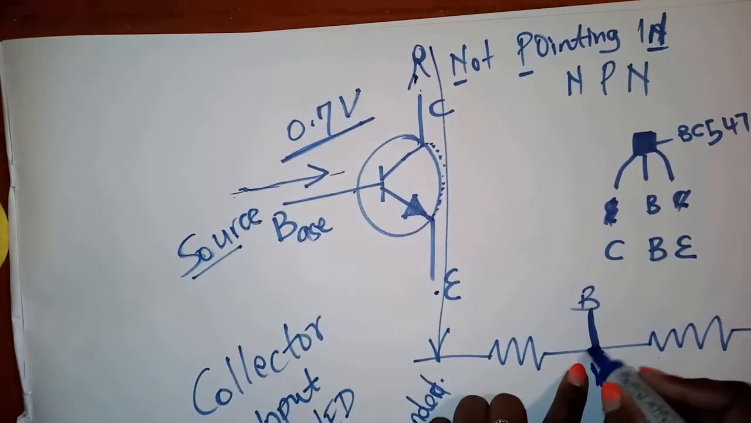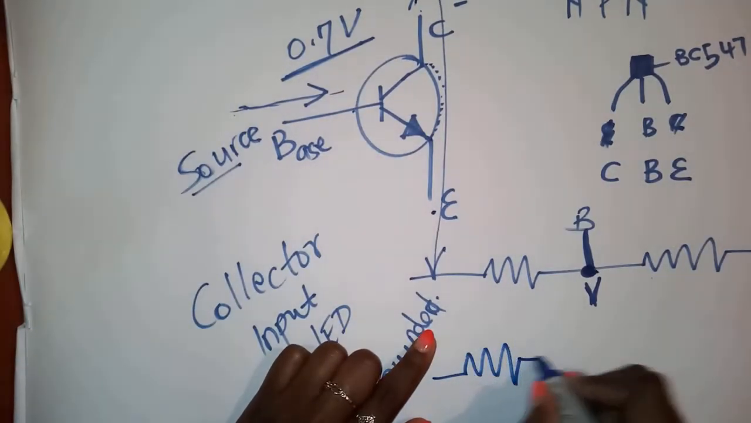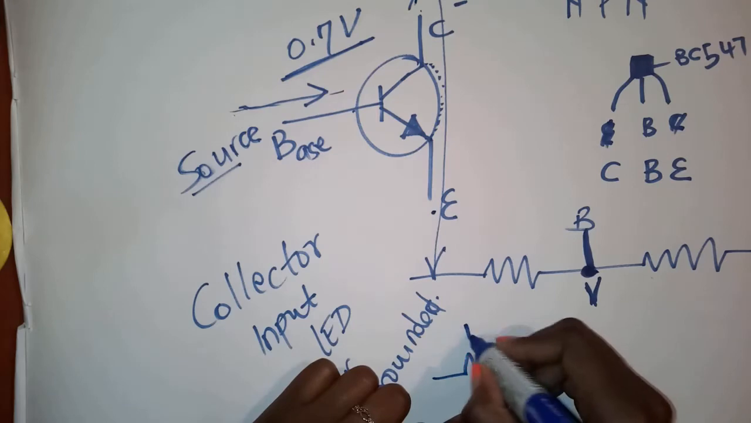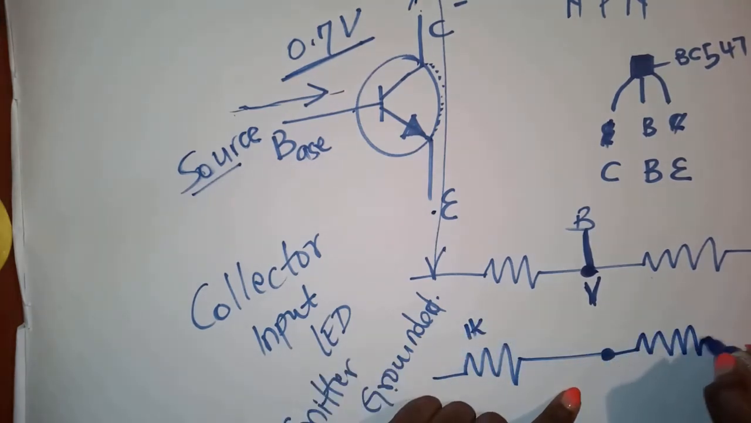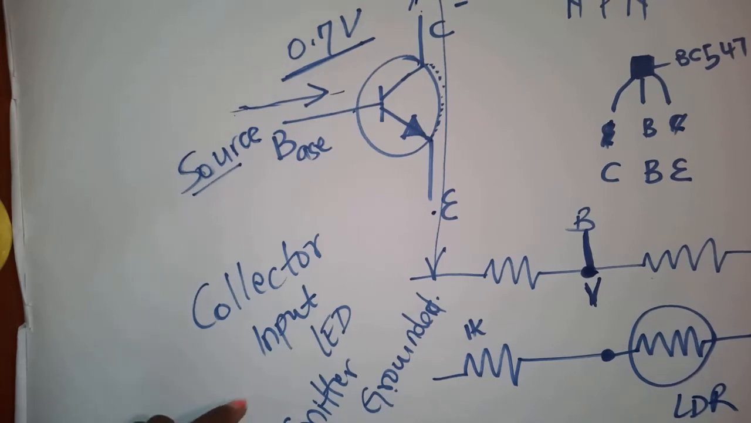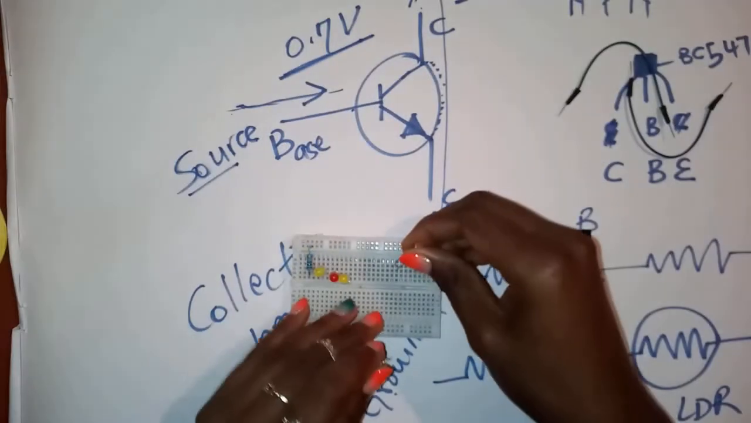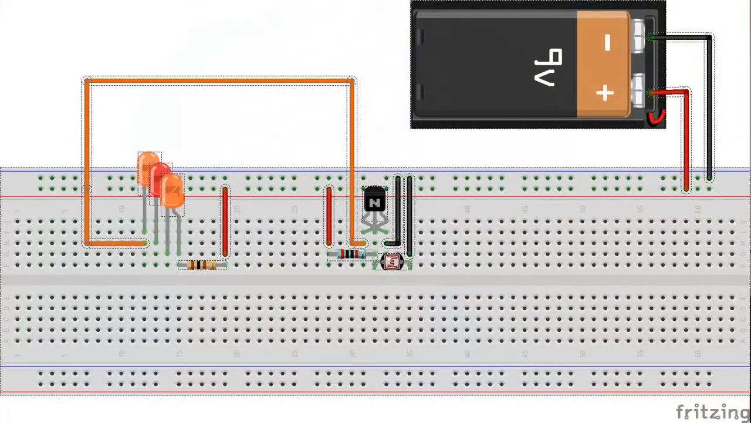Now remember, this control is done with two resistors. One is a normal 1K resistor and the other is an LDR. So when you close, then you see the effects. So first I'll leave us the breadboard circuit.